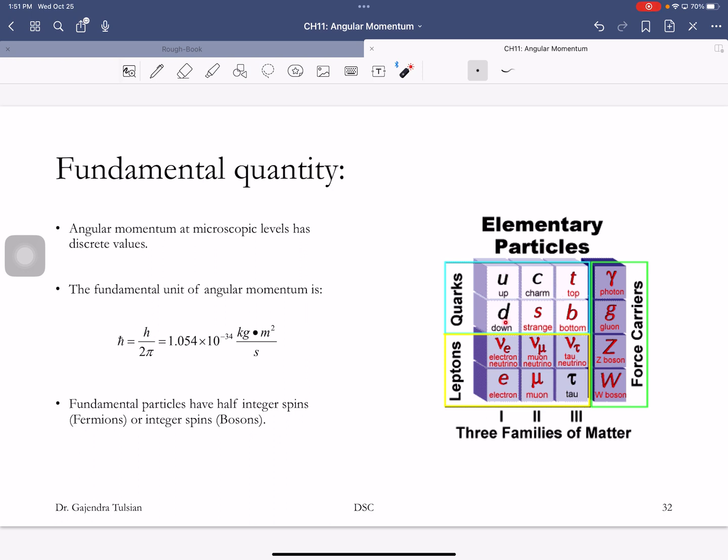Okay. So it turns out that everything that you see and touch is made by these guys. This is an up quark, down quark. This is a neutrino. This is an electron. Everything in the universe that is normal matter is just made of these 3 guys: up, down, and the electron. And all of them have a spin of 1/2.